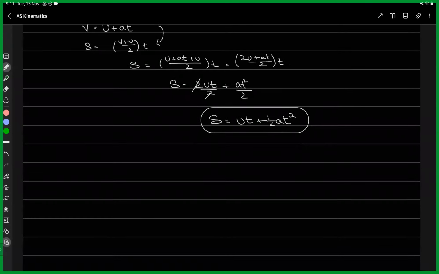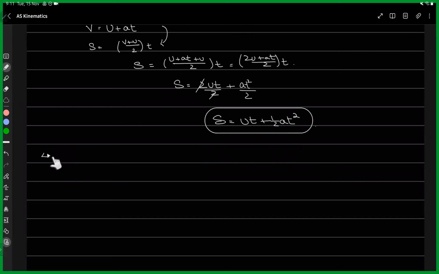So now let's derive the final one. There are multiple ways in which we can do this, so let's look at one of them. Again, we'll look at these equations: v is equal to u plus at, and s is equal to (u plus v) over 2 times time.